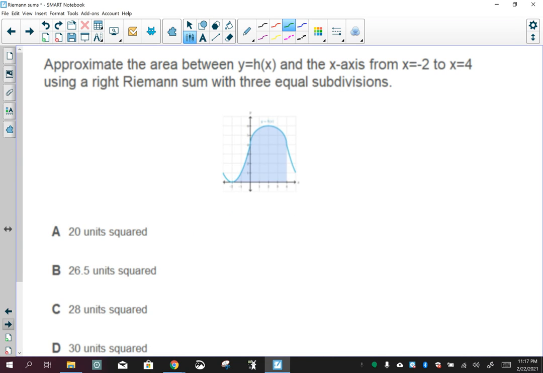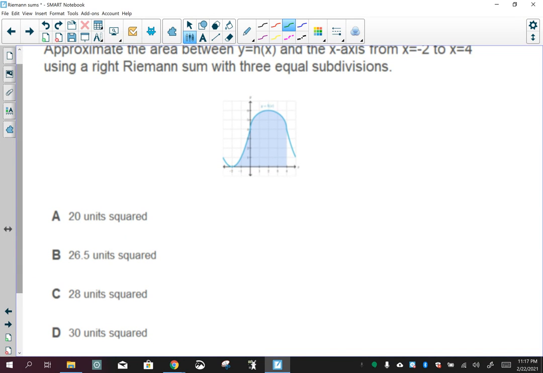So take a few moments. We're going to approximate the area between h of x and the x-axis from -2 to 4. And we're going to use a right Riemann sum with 3 equal subdivisions. So I'm going to give you a few moments to actually go through this, and then we're going to talk about what you came up with. So hit the pause button now.